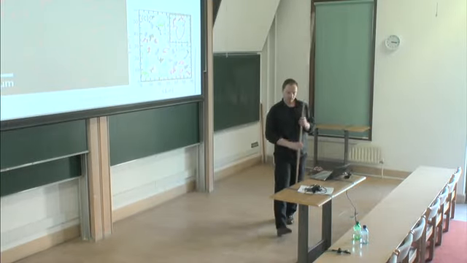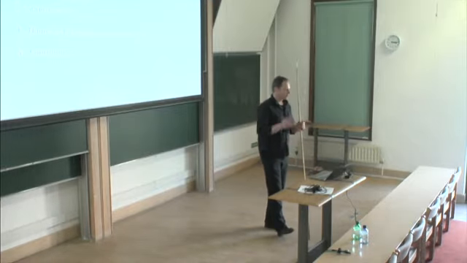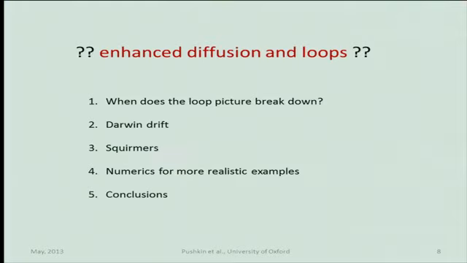And so the plan for the rest of my talk: first, to discuss why they make loops, and to exactly pinpoint where this closed loop picture breaks down. Second, to discuss how much fluid they drag along as they swim, and this leads to the famous concept in fluid mechanics of Darwin drift. And then we develop certain theory here and apply it to the classical model of squirmers, a particular type of swimmers, and to more realistic examples by doing numerical simulations.